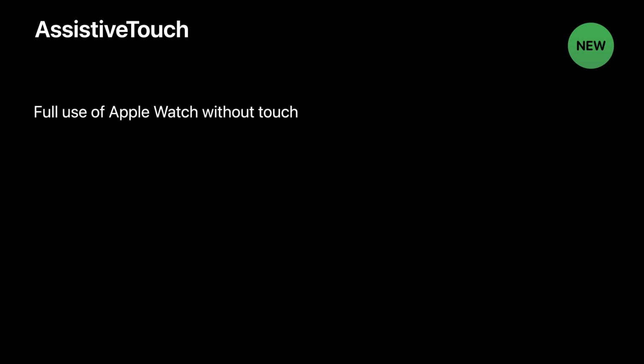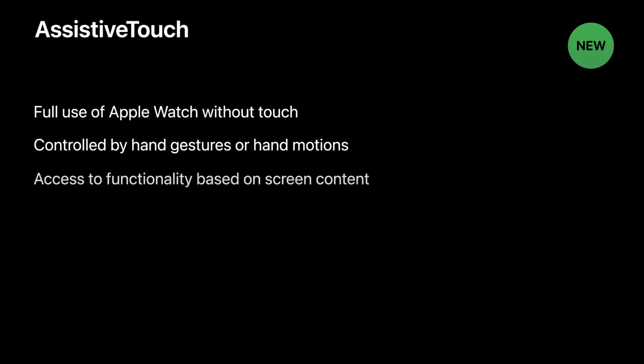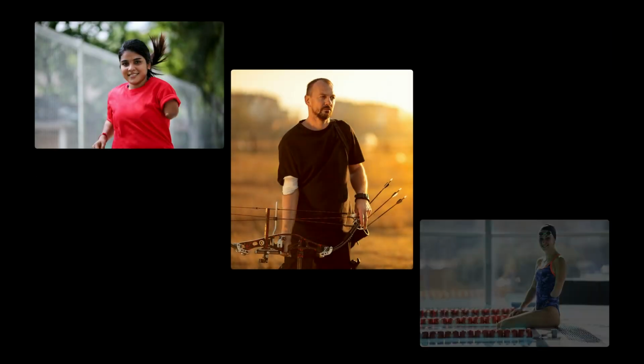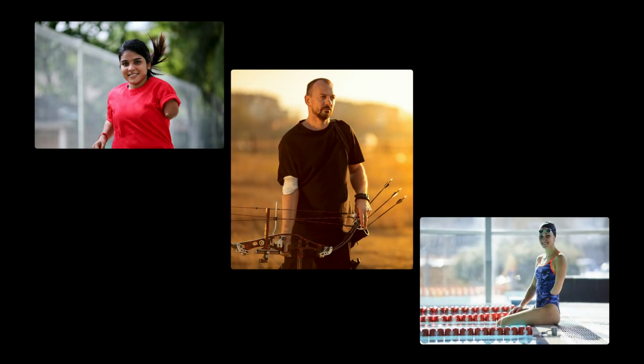AssistiveTouch allows full use of your Apple Watch without touch, using only the hand that the Apple Watch is on. People can use hand gestures or hand motion to navigate a cursor around the screen. They can bring up a menu to access additional functionality based on the screen content. For some people, this may be the only way they can interact with the Apple Watch. For people with motor impairments such as missing limbs, loss of function of hands or arms, AssistiveTouch will enable more options to allow control and performance actions on the Apple Watch.